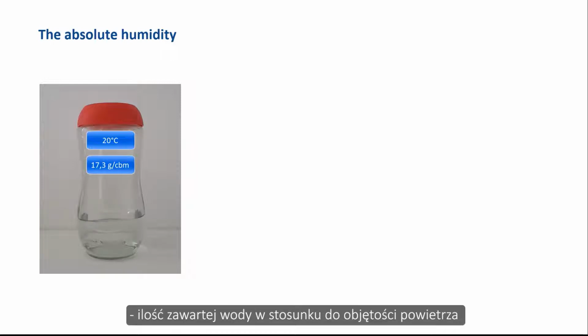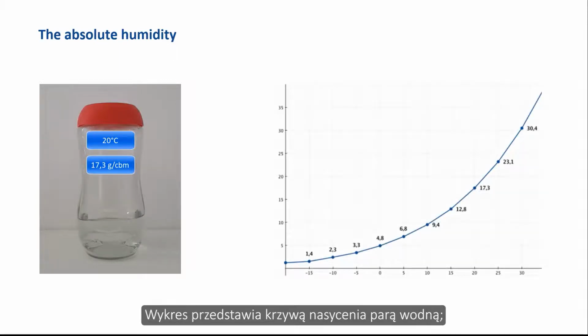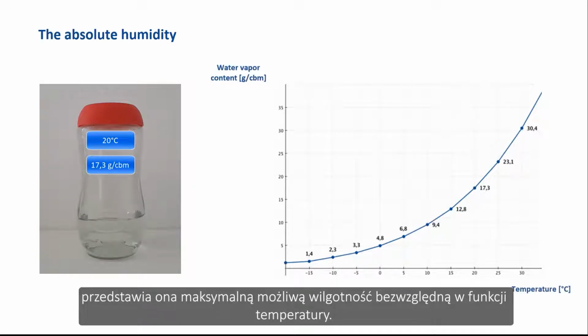The water vapor content, the amount of water contained in relation to the volume of air, is usually referred to as absolute humidity. The diagram shows the vapor saturation curve. This represents the maximum possible absolute humidity as a function of temperature.